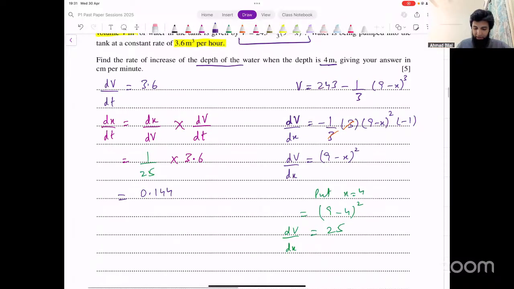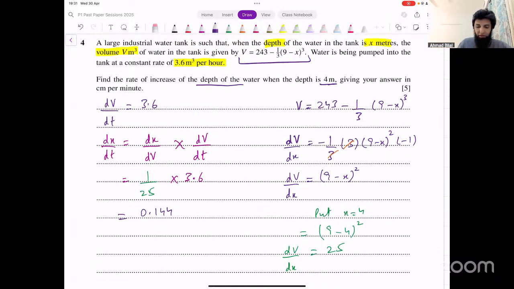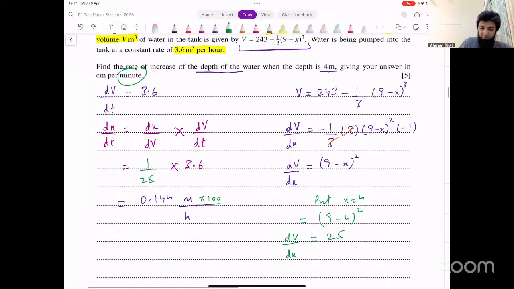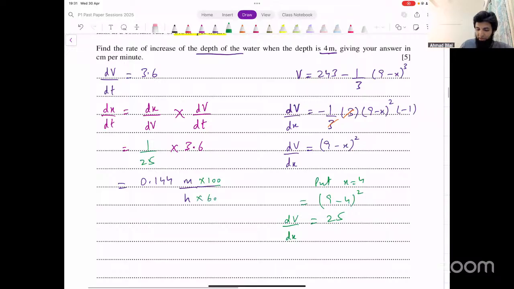0.144. Now, you have to be careful. This is in meters per hour because the unit used for length is meter here, and for time it's hours. So we have to convert it to centimeter per minute. How do we do that? You can think of it like this. This is meter per hour. How do you convert meter to centimeters? You can multiply that by 100. How do you convert hours to minutes? You multiply that by 60. So that will convert it to centimeter per minute.